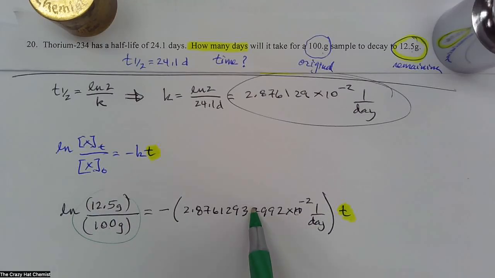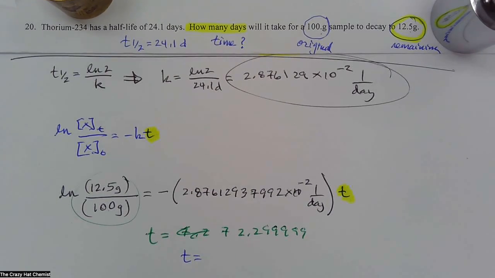And then we have this number, and we're going to divide this by both sides. So we're going to get t is equal to 72.299999. And we're going to round that to the appropriate number here. So that would be 72.3 days. And of course, this is the same answer that you got before. So hopefully you're really happy, and that worked out well for you on that one too.